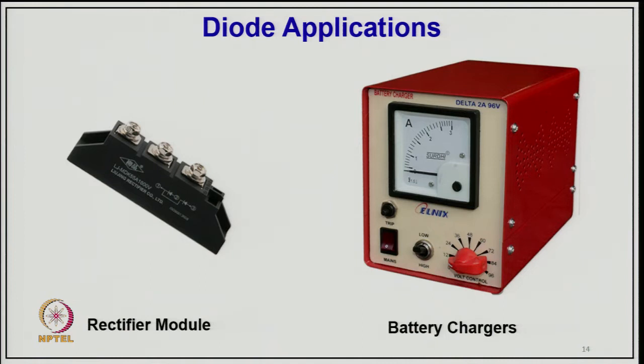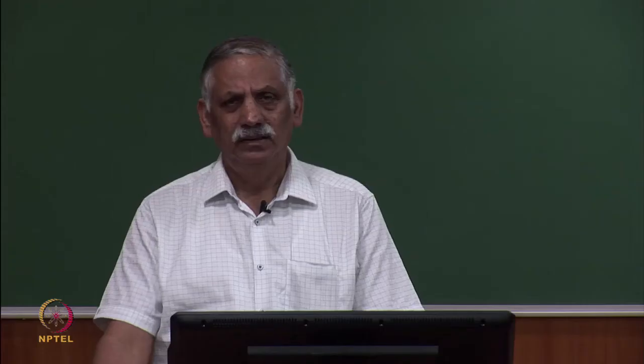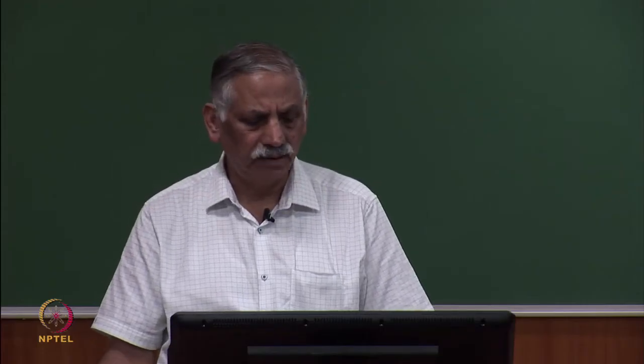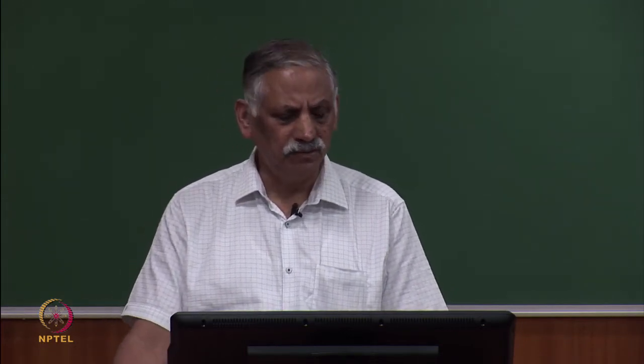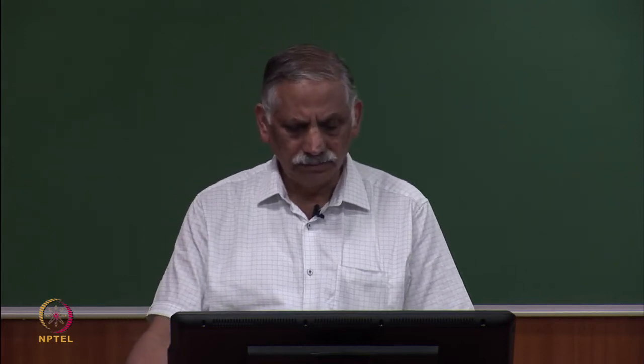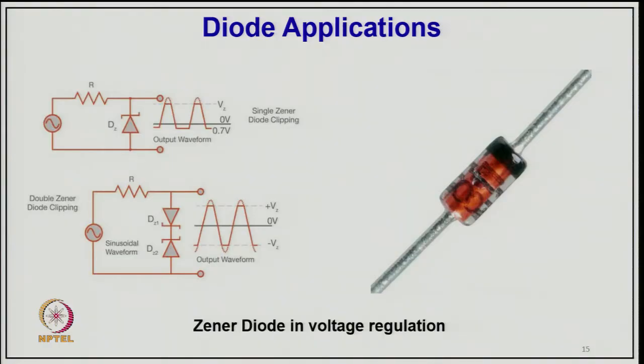Of course, an application of rectification is a simple battery charger, because a battery charger itself is charged from the AC supply. You rectify it, and then you can feed the DC current to the battery for the purpose of charging. I hope you are aware that chargers are used very extensively, since batteries are used in a large number of applications.